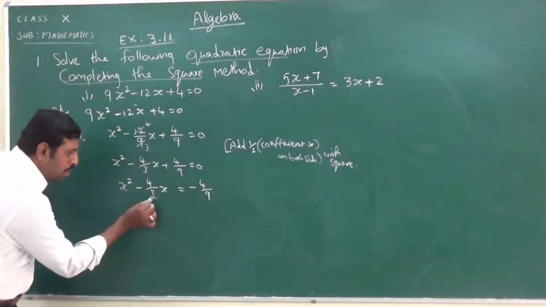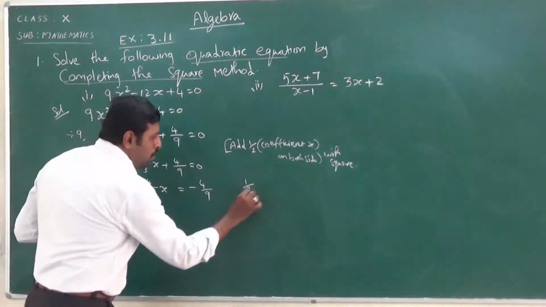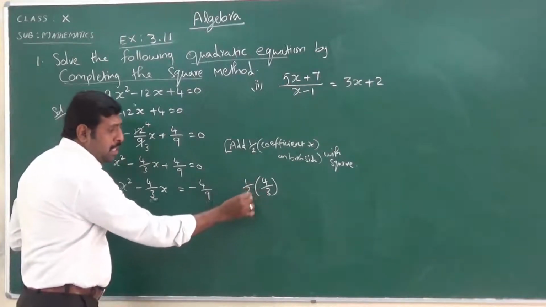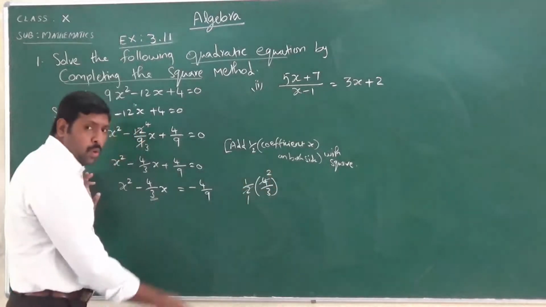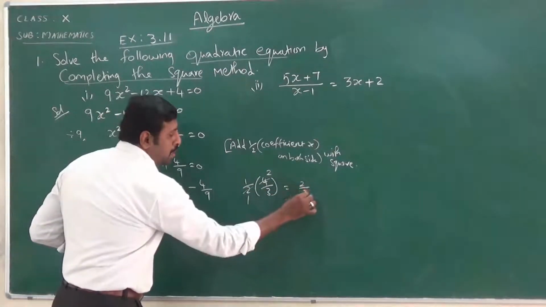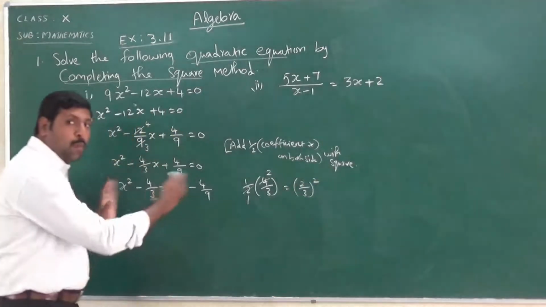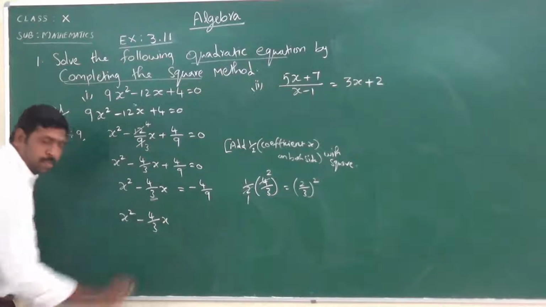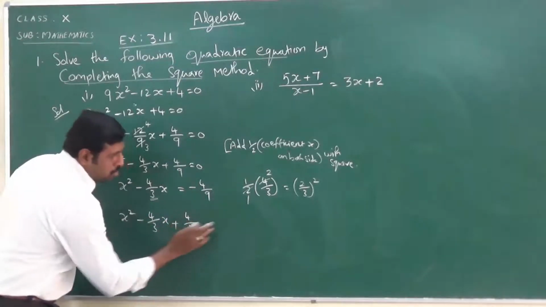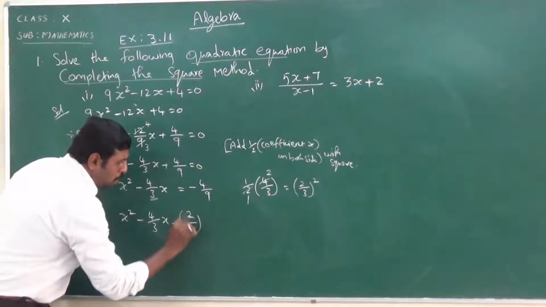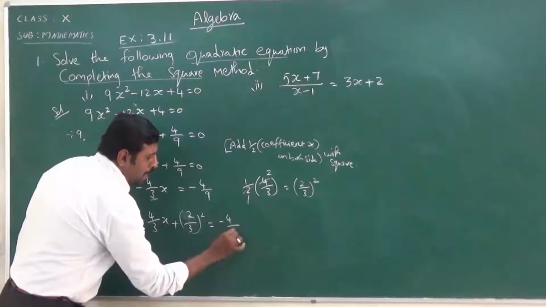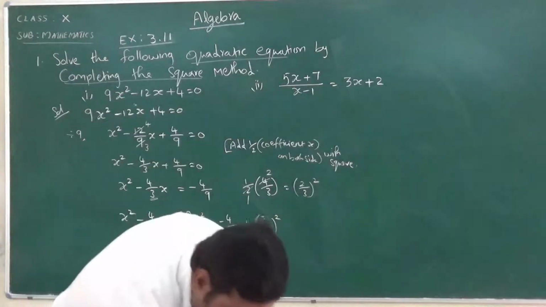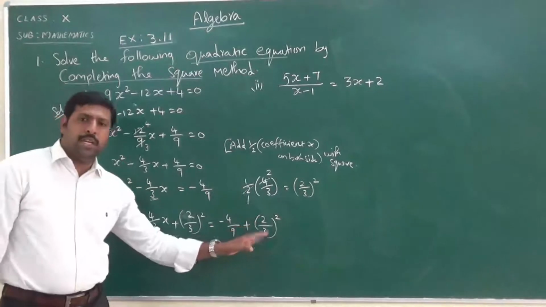Let's see, the coefficient of x is here 4 by 3, right? Half of 4 by 3: the numerator is 4, half of 4 is 2. So we get half of the coefficient of x is 2 by 3. This term should be squared and added on both sides of the equation. See, x square minus 4 by 3x plus 2 by 3 whole square is equal to minus 4 by 9 plus 2 by 3 whole square.